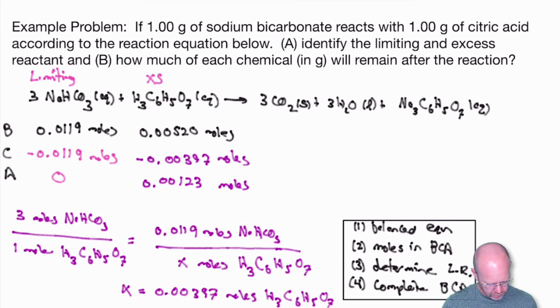And so if I wanted to figure out how much citric acid was left at the end of the reaction, I just simply did this subtraction, and I found that 0.0052 minus that amount of moles is 0.00123 moles of citric acid remain at the end of this process. Great. Let's keep filling out our BCA table.